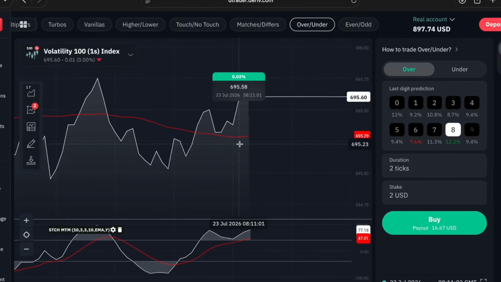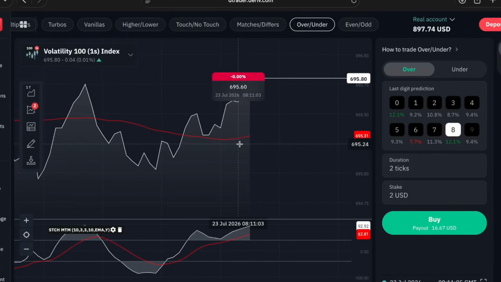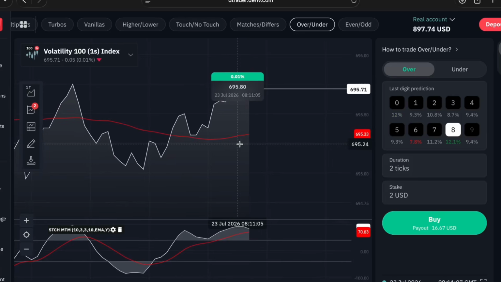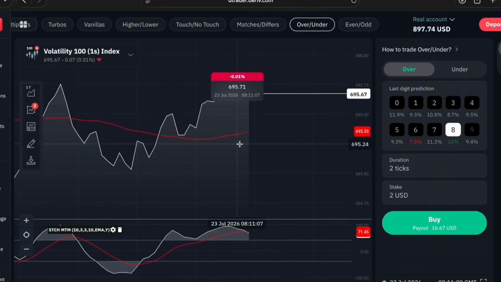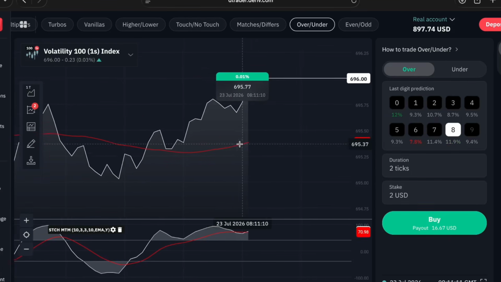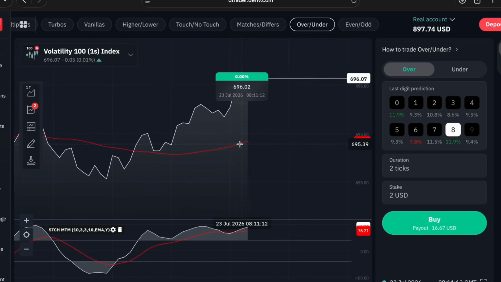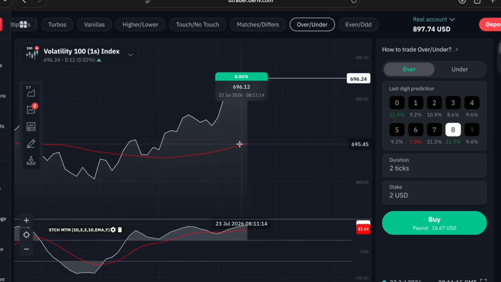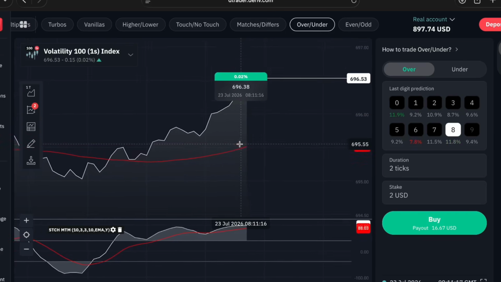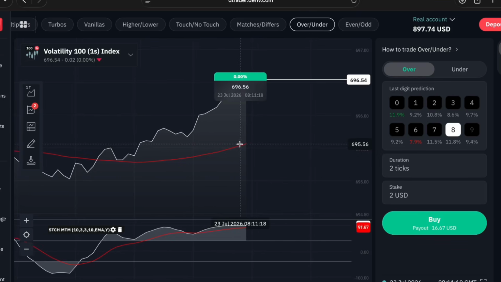Is Deriv secretly designed to make you lose? Think about it. You deposit $10, you lose it. You deposit another $20, you lose again. Then you start wondering, is this platform manipulating my trades? Is Deriv against me? Is it even possible to win consistently? Well, today we are going to answer that question honestly.